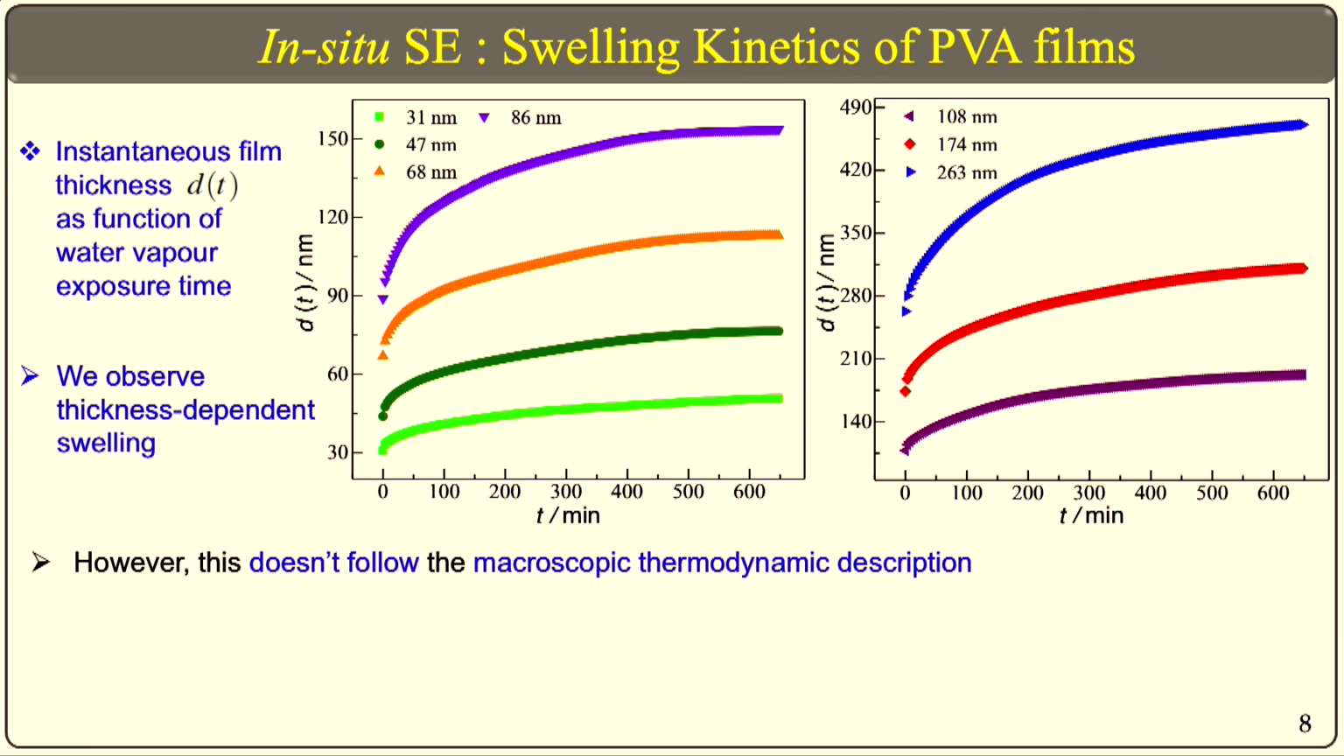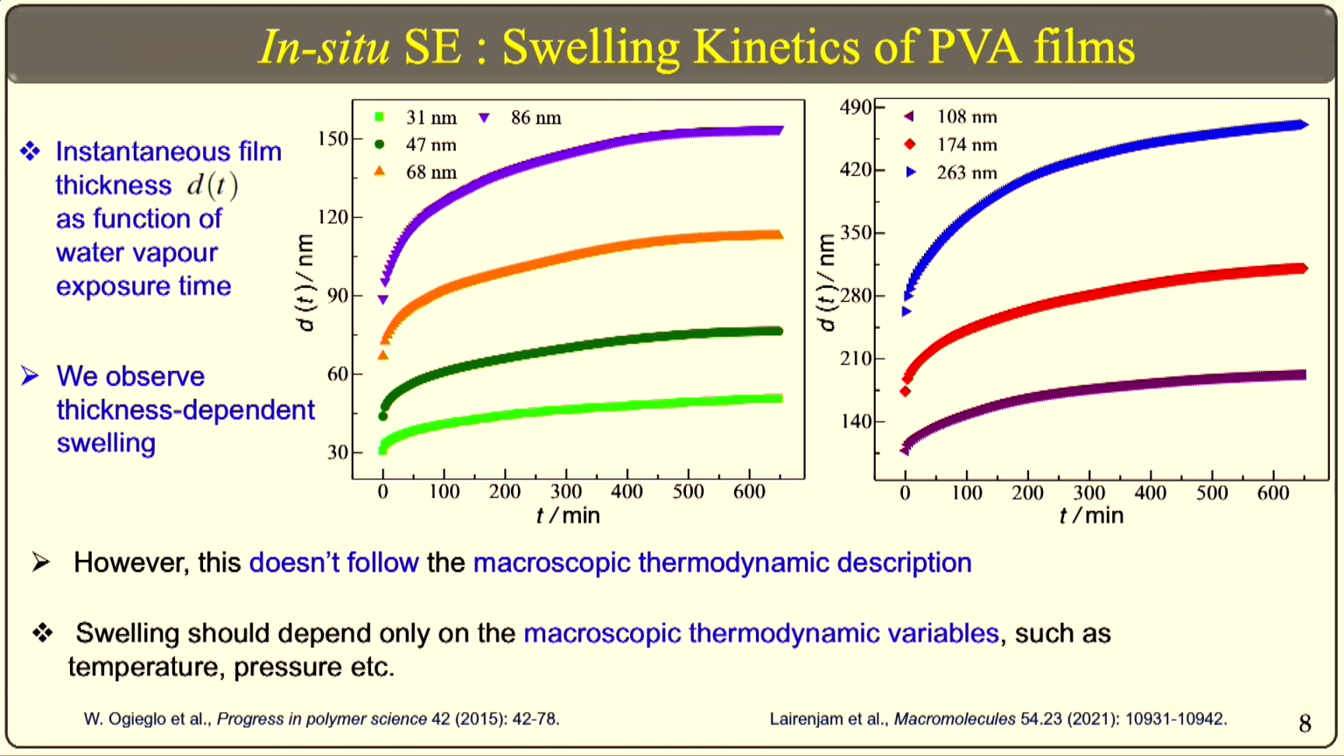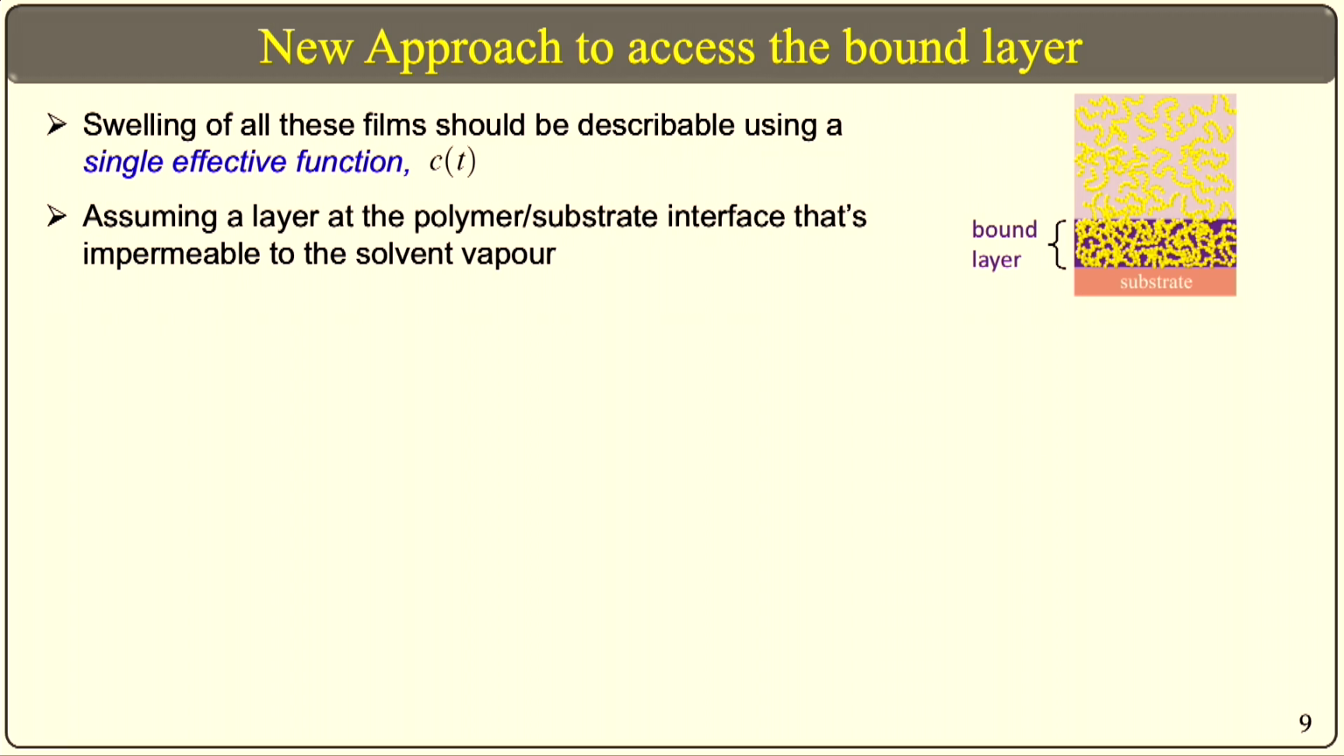Now this doesn't follow the understanding from macroscopic thermodynamics, which says that if the polymer and the substrates are the same, and the interactions are the same, with the same preparation method, swelling should be the same for all these polymer films, and we are much above the Rg of the polymer thin films. So swelling should depend only on thermodynamic parameters like temperature, pressure, and so forth. Now we came up with an idea: could we propose a so-called single effective function that would incorporate the swelling of all these polymer films, provided there is a layer, which we name the bound layer, that doesn't contribute to the overall swelling of the film.